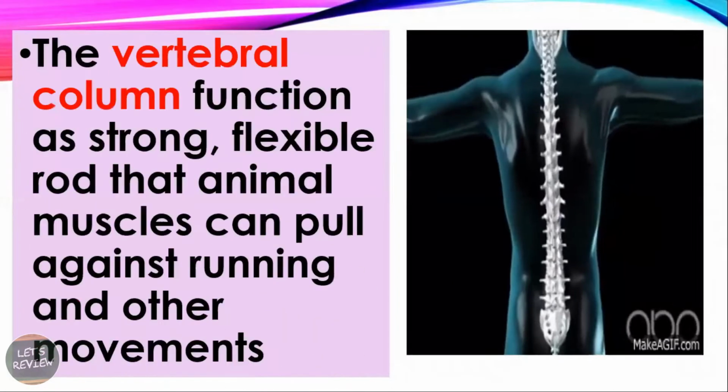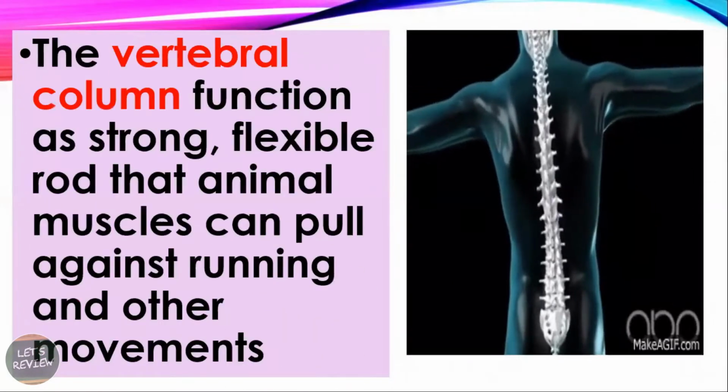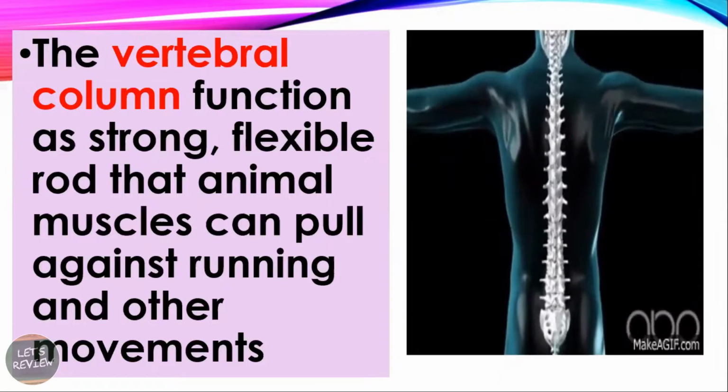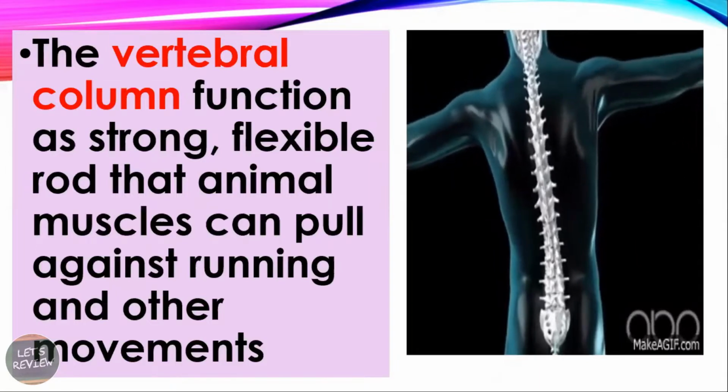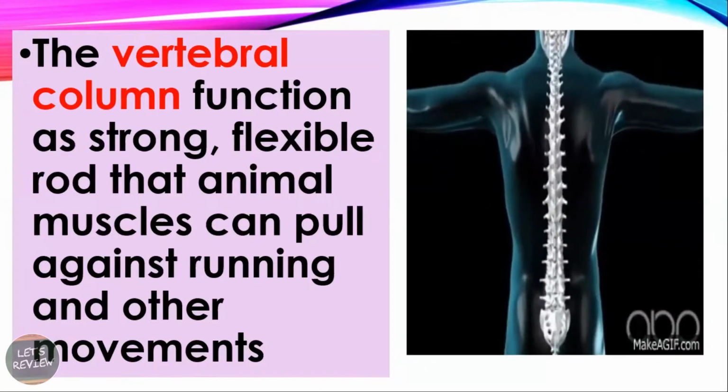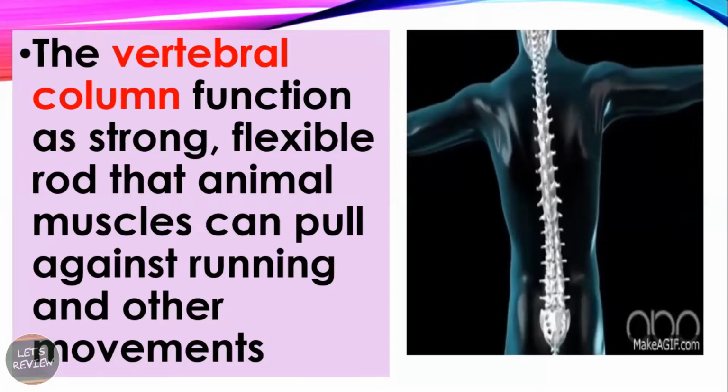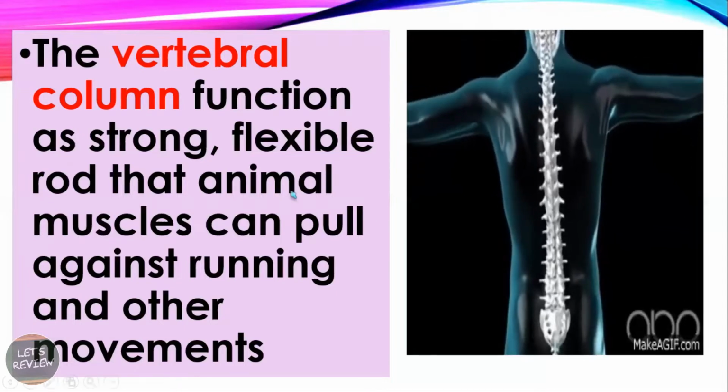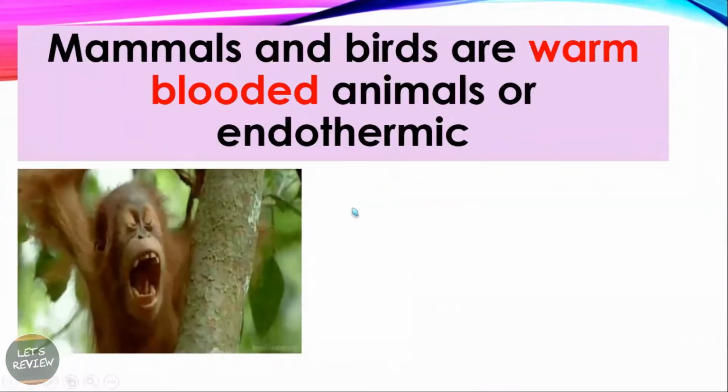So let's see. The vertebral column or the backbone functions as a strong, flexible rod that animal muscles can pull against for running and other movements, such as what you see there on your monitor.